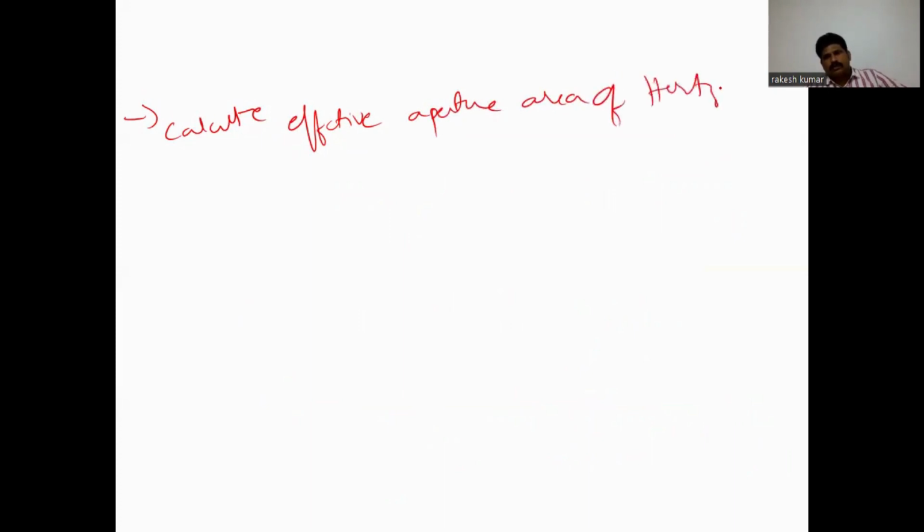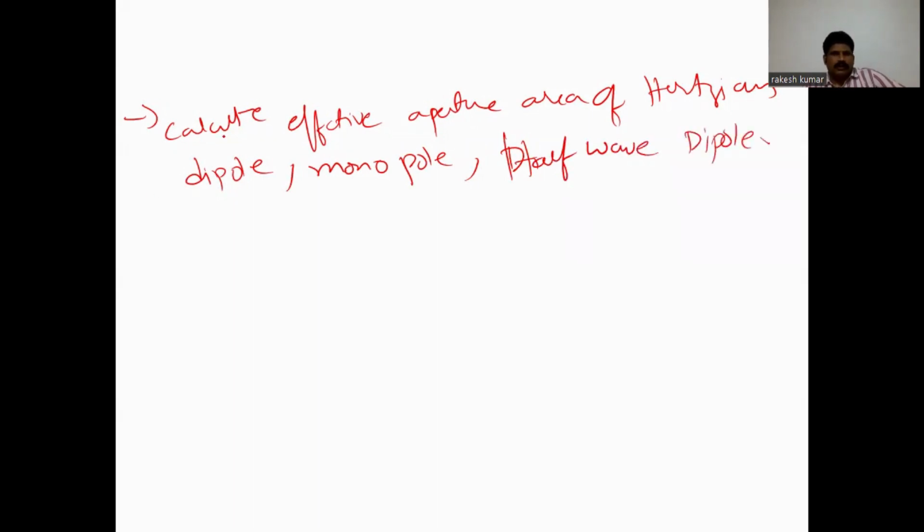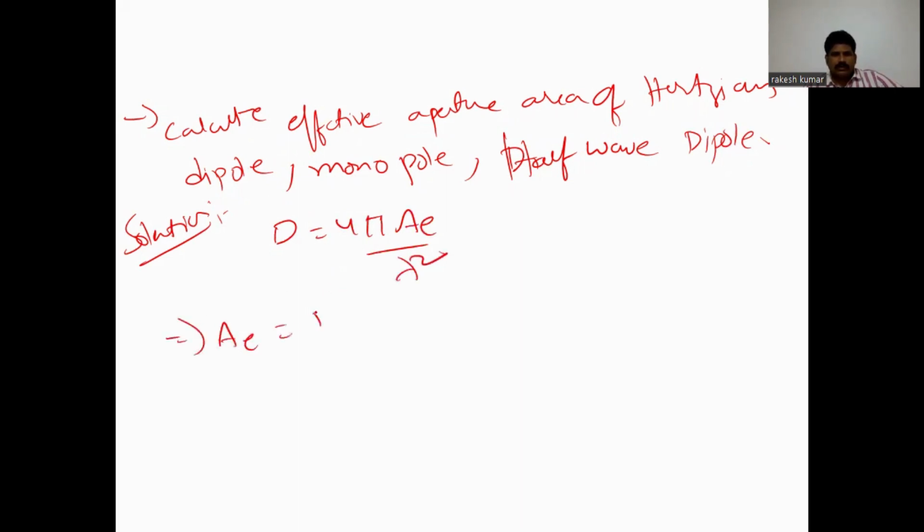Let us take another problem. Calculate the effective aperture area of a Hertzian dipole, a monopole, and a half wave dipole. We know that directivity is equal to 4 pi AE by lambda square. From this, the expression for AE is equal to D into lambda square by 4 pi.